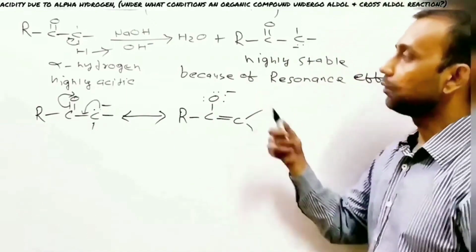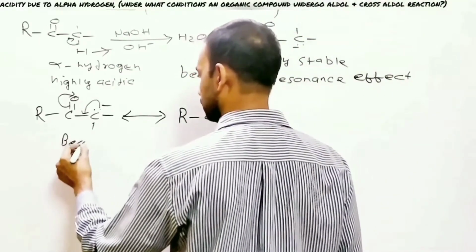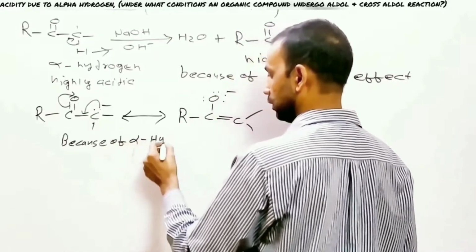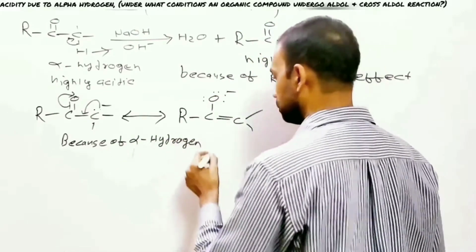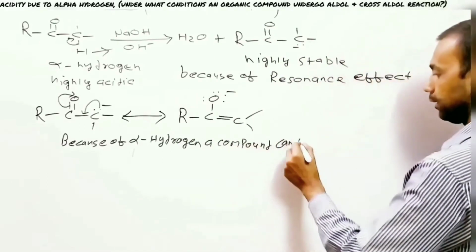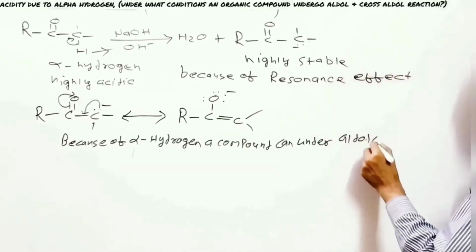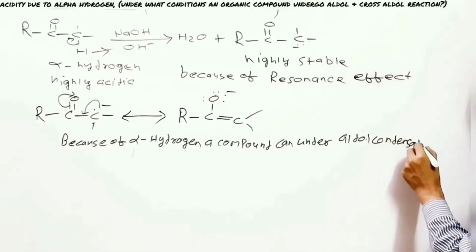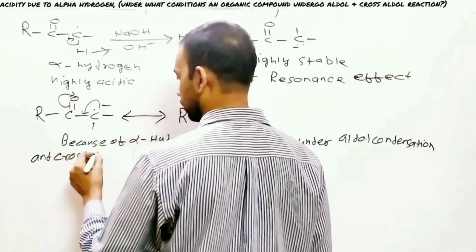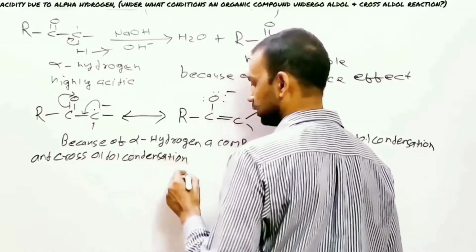And remember, because of alpha hydrogen, a compound can undergo aldol condensation reaction and cross aldol condensation reaction.